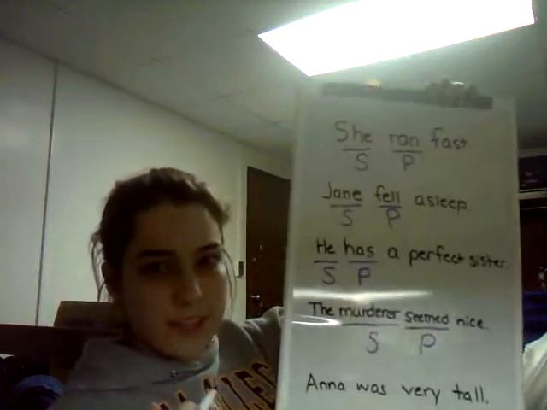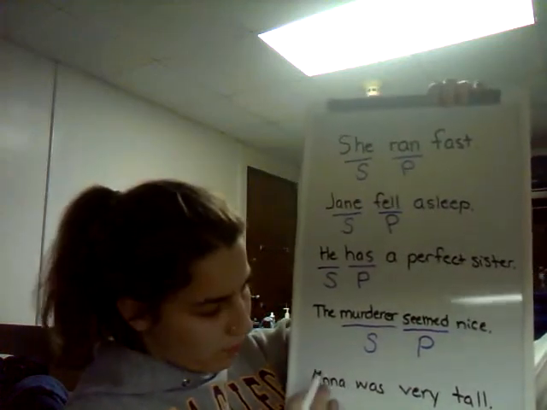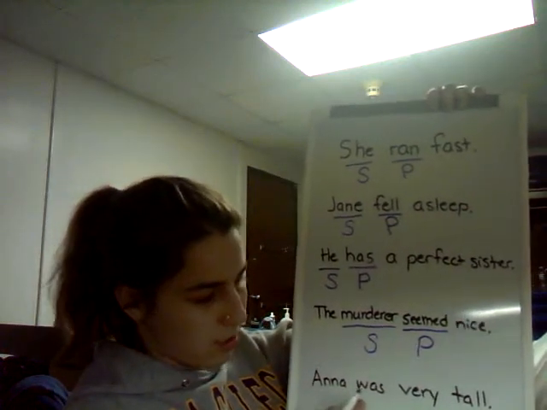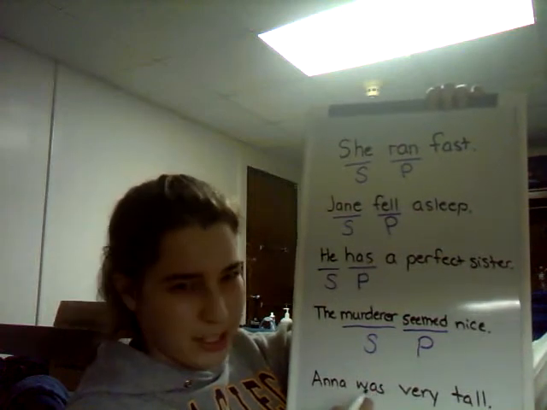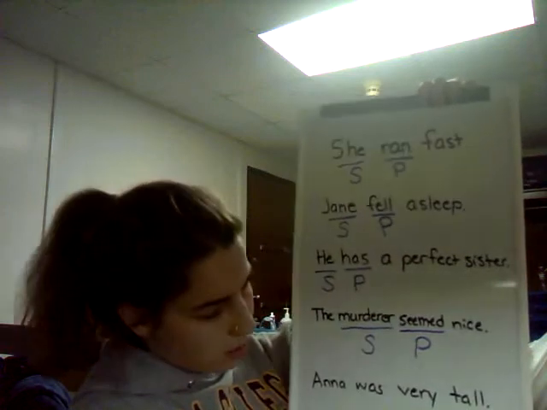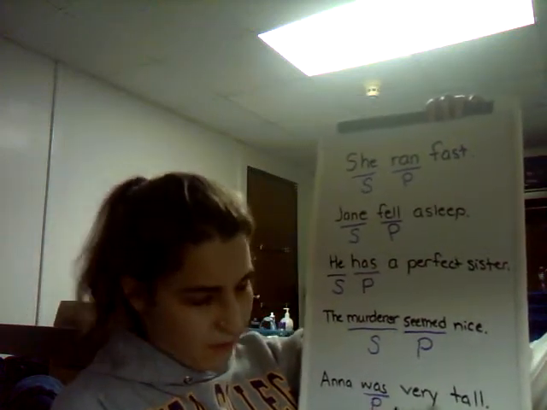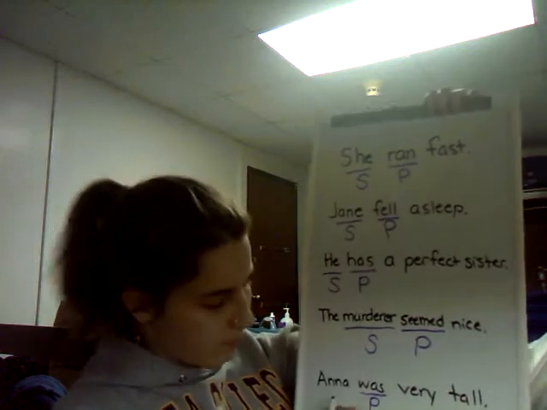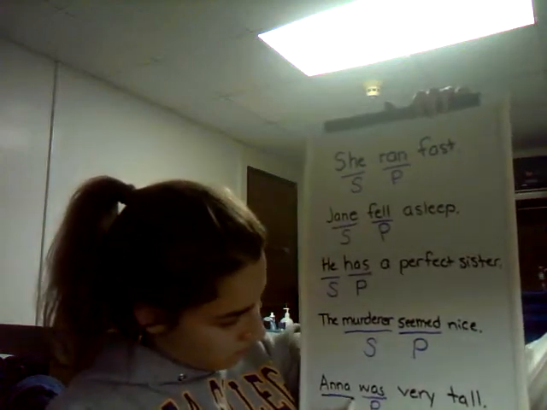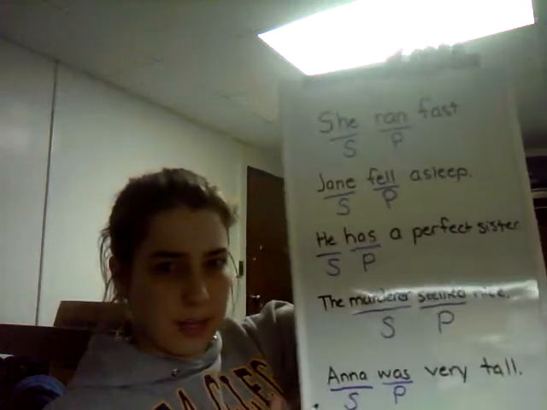One last one: Anna was very tall. So Anna, can you Anna? Can you was? Can you be? Because that's actually was as a form of to be. Yeah, you can be, so that's going to be your predicate, that's going to be your verb, because you can't very, you can't tall. And Anna is going to be your subject. And then you've got your subject and predicate for that one.